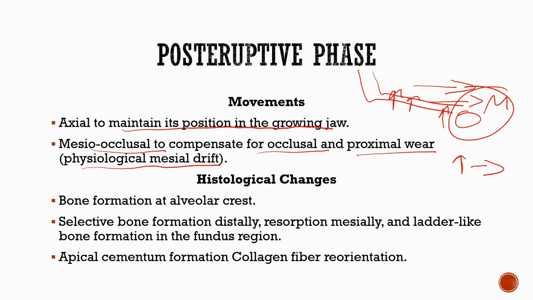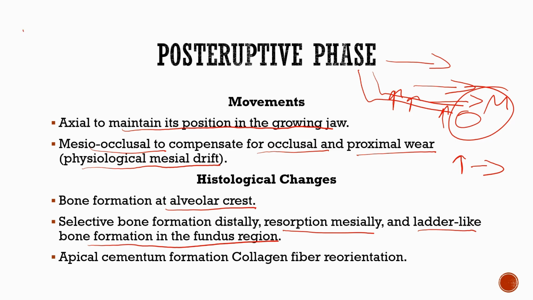Histological changes, bone formation and alveolar crest, so it can form the pedicle and hold the tooth in position. Selective bone formation distally, resorption mesially, and ladder-like bone formation in the fundus region. So what does that mean? First of all, the jaw is growing forward.